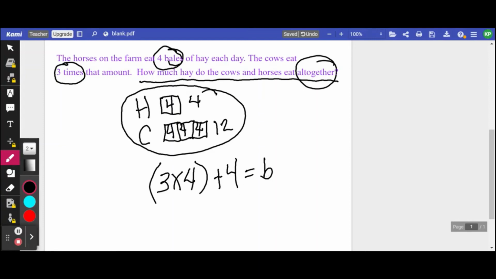Okay, so I could have my multiplication facts memorized, which is always preferable, and know that 3 times 4 is 12, or I could count them out. I could say 4 plus 4 is 8, plus 4 is 12, and then I've got 4 more, right, the horse amount. So the total of this is 16 bales. So this was different than that first problem, because that first problem just wanted to know how much the cows did. This problem asked how many altogether. Okay, so let's try another one.